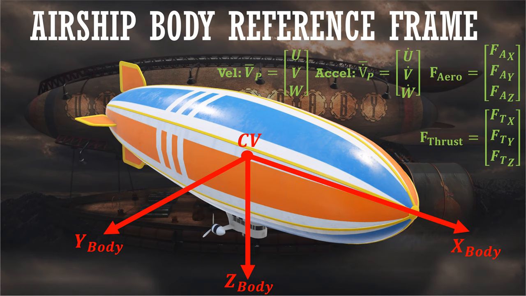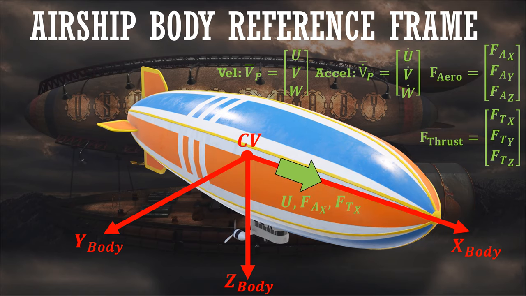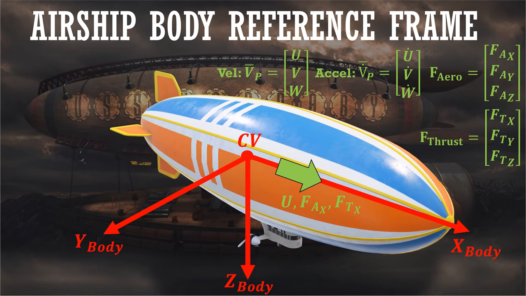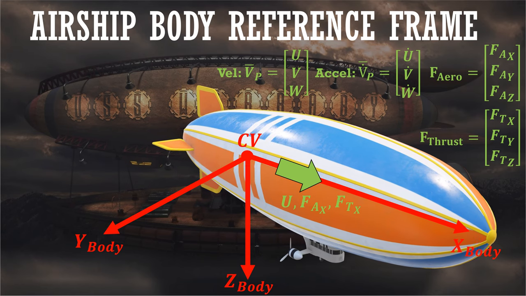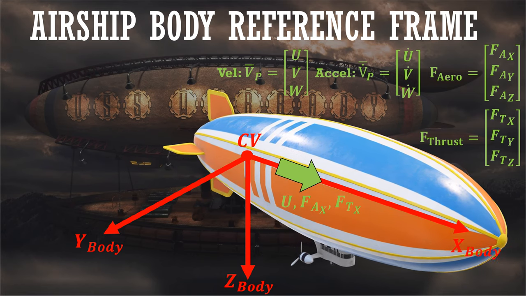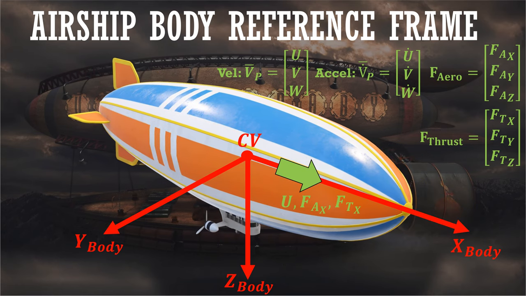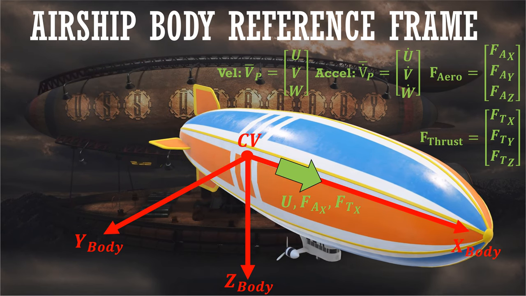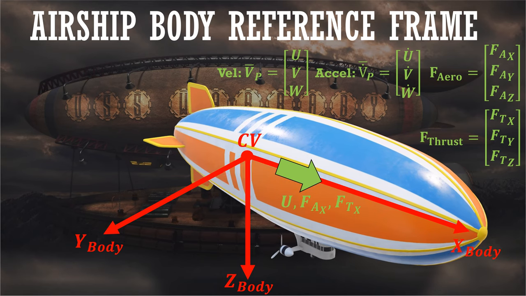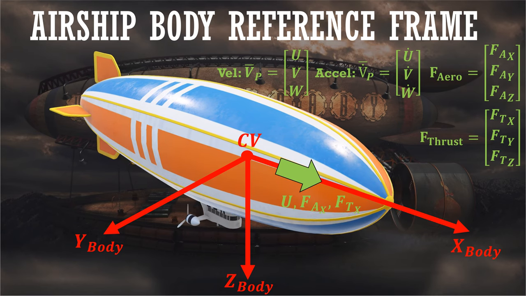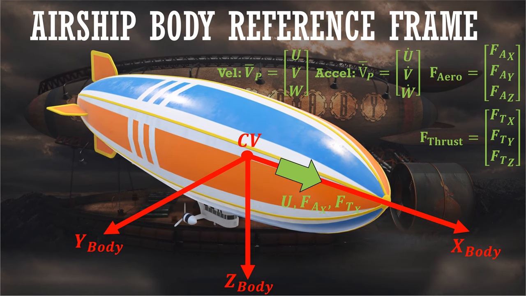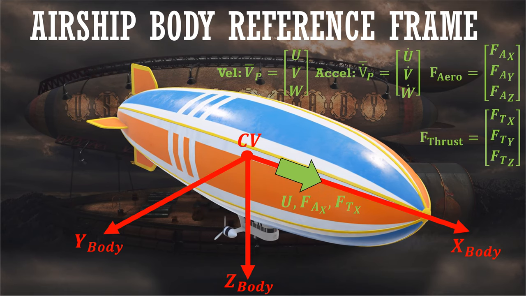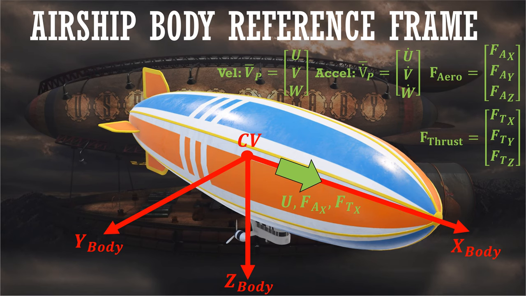Let's go ahead and look at the translational, or in other words, linear velocities, accelerations, and forces. Along this x-body axis, we can break the motion of the airship into the different components along the x-body or the y-body or the z-body axes. And when we do that, we can get a velocity and acceleration term along the x-axis. We'll call this u and u dot. We can also take the total aerodynamic force and break it into a component that runs also parallel to the x-body. We'll call that F_A in the X direction. Then we can do the same thing with the total thrust force. We can break that up into components, and we have a thrust force in the X direction, F_T,X.